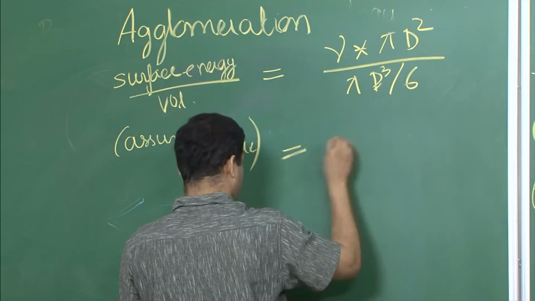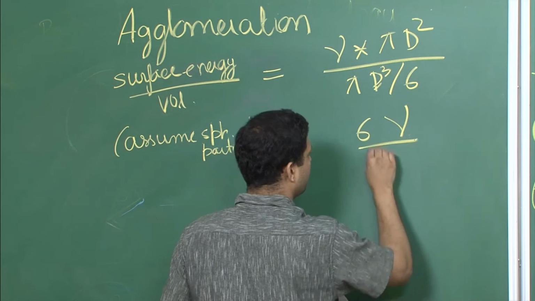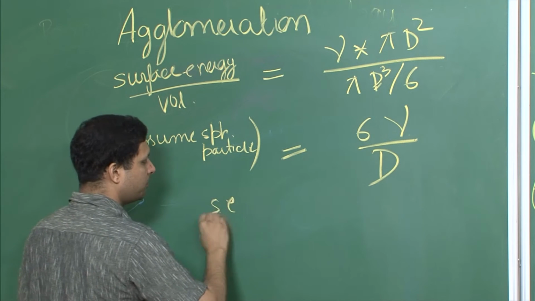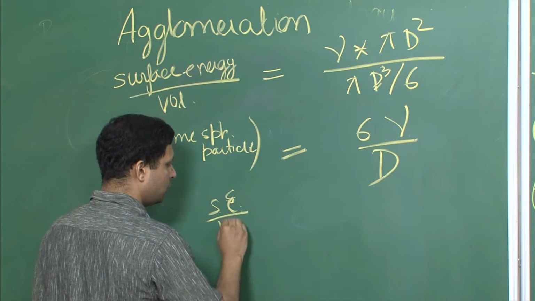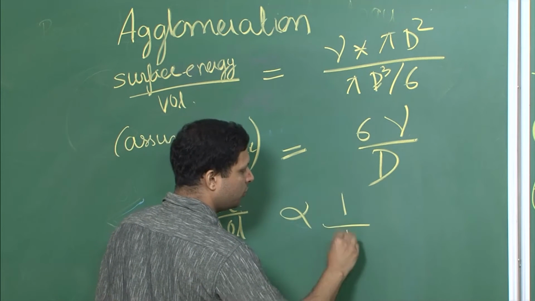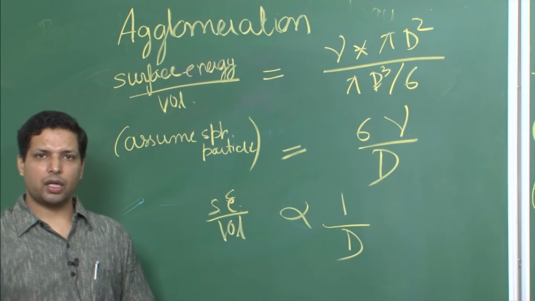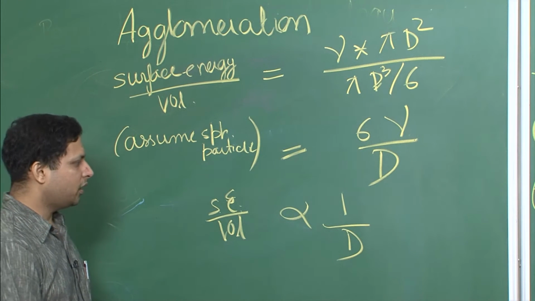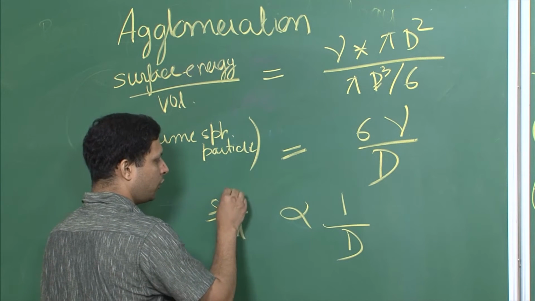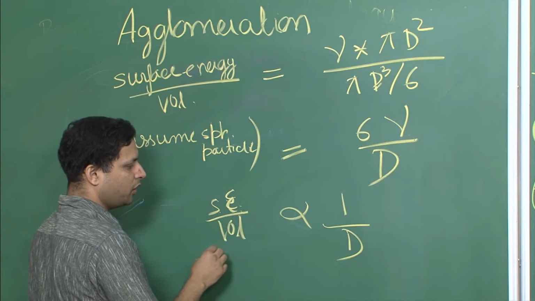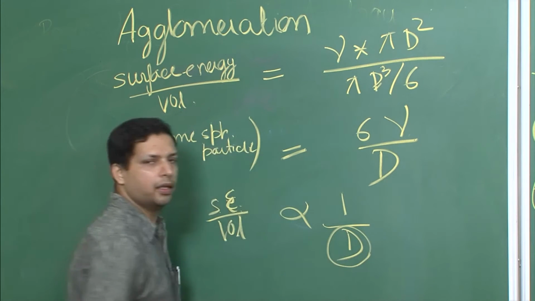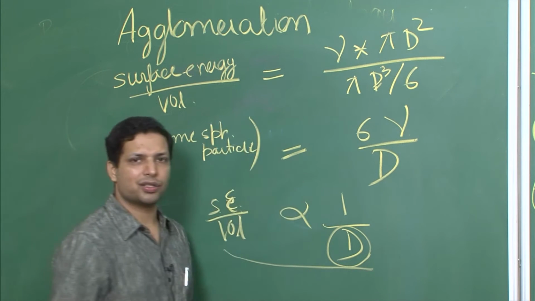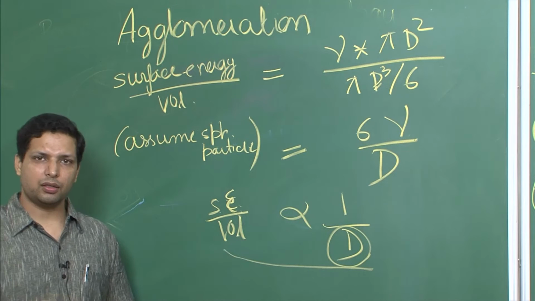Therefore, this comes out to be 6 gamma by d. So what do you see? Surface energy per unit volume, to be precise, is inversely proportional to d. Now you know that for a system, energy always tries to reduce, and therefore how will it try to reduce this surface energy per unit volume term? By increasing d. So the system will try to have a larger d on average, so that the surface energy per unit volume is lower.